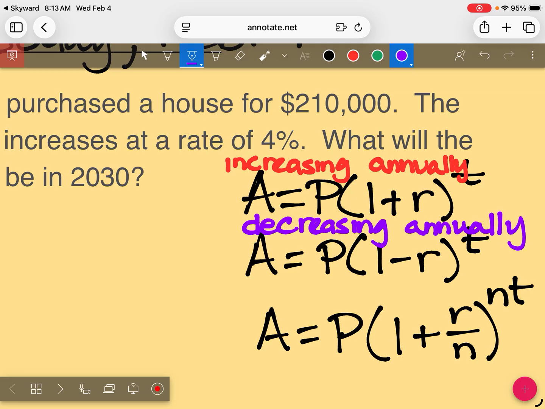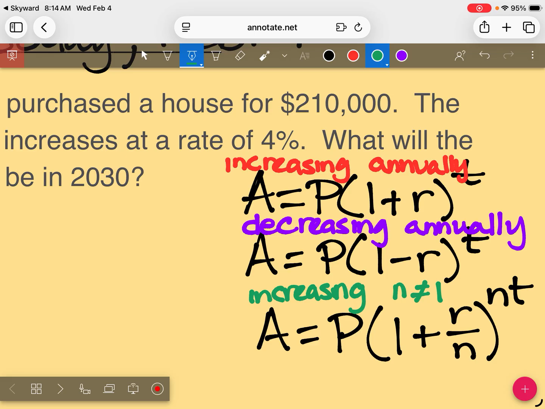And the last one when it's increasing but it's compounded at a different rate. Compounded. So it's increasing but it's not annually. It could be monthly, daily. So N does not equal 1. It could be a 2 for semi-annually. It could be a 12 for monthly. It could be 52 for weekly, 4 for quarterly. That's when we use that one, okay?